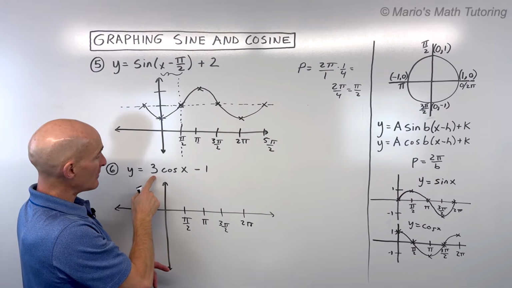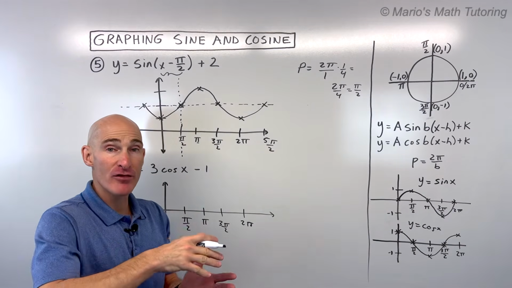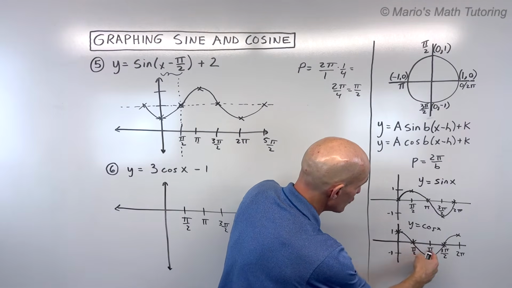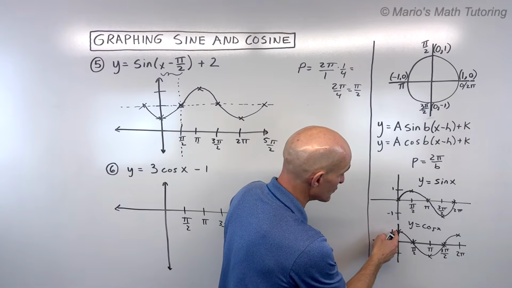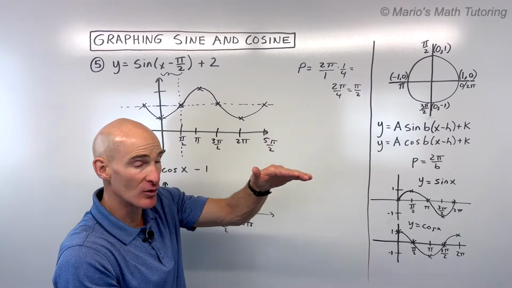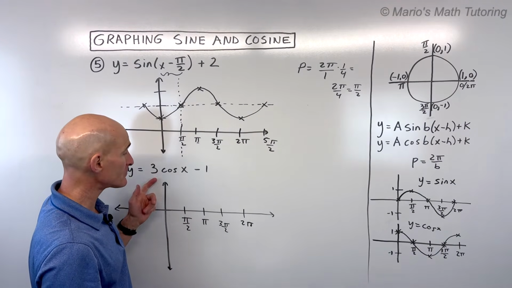But now look at what's happening here. We've got an a value of 3. That's going to make the amplitude 3. It's a vertical stretch of this cosine graph times 3. So instead of going up to 1, it's going up to 3. Instead of going to -1, it's going down to -3. We're just multiplying the y values by 3.